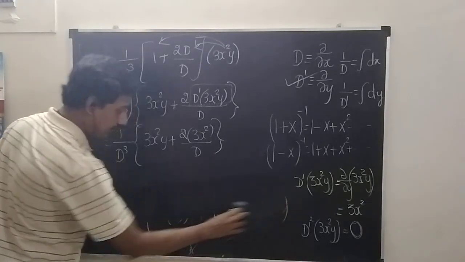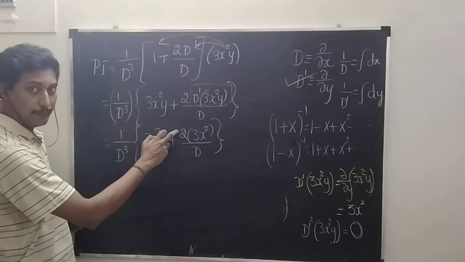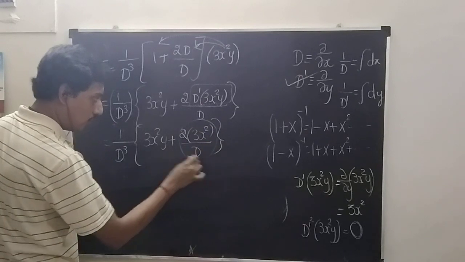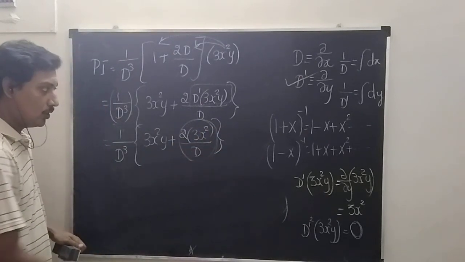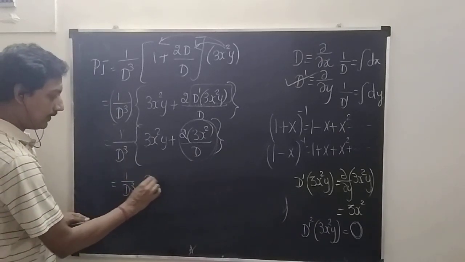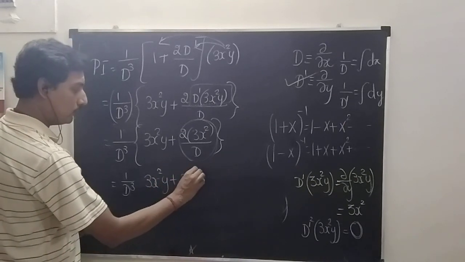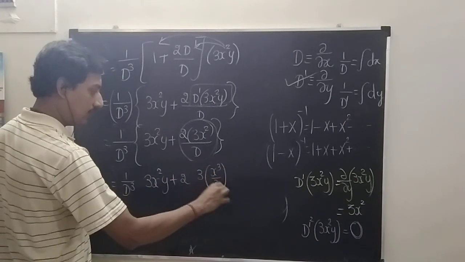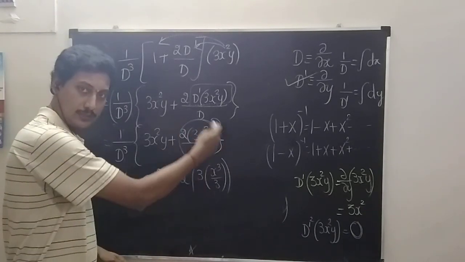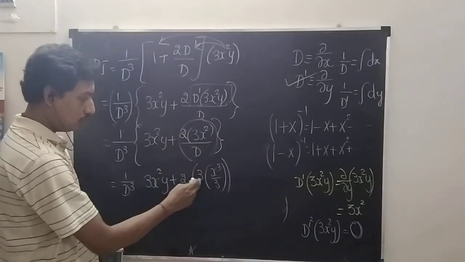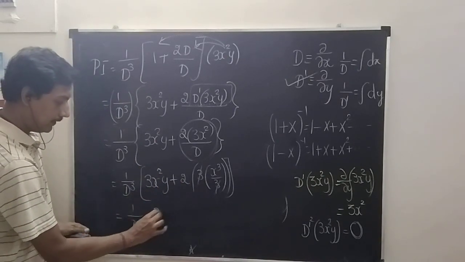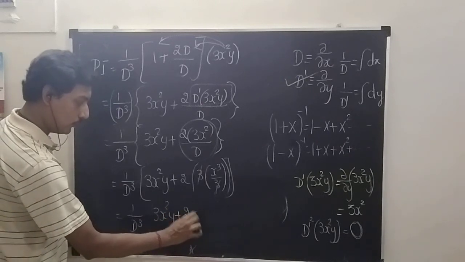Clear? Now once again, there is no operator in the numerator, but in the denominator. What does 1 by D stand for? Integrating with respect to x. Which term? Only this term can be integrated with respect to x. What is the integration of 3x squared? 3x cubed by 3. So we get 1 by D cube of 3x squared y plus 2 into 3 into x cubed by 3. Once again, 1 by D stands for integrating this term with respect to x, that is 3x squared. The 3 will cancel. So this is equal to 1 by D cube of 3x squared y plus 2x cubed.